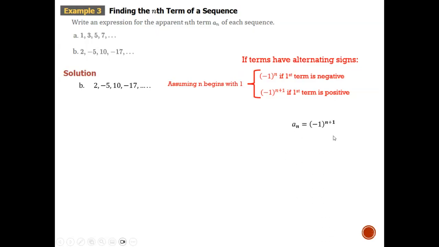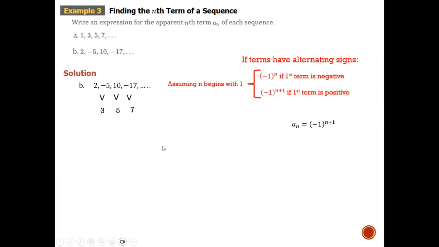Okay, so again, we're going to use negative 1 to the n plus 1 right here, because our first term is positive. But let's go back and look at the pattern between the numbers to see if we can find a common difference. If we do the difference between negative 5 and 2, we get a 3. The difference between 10 and negative 5 is 5. And the difference between negative 17 and 10 is 7. So I don't have a constant difference like I did before.